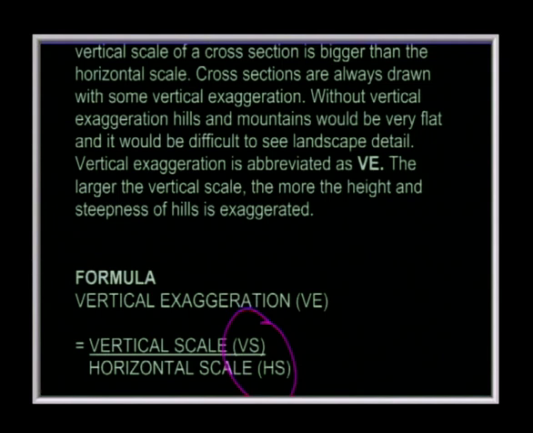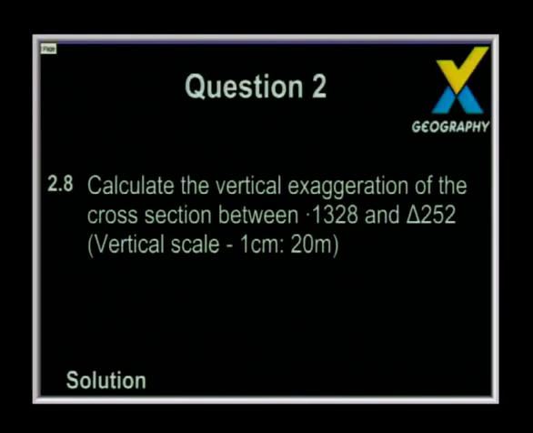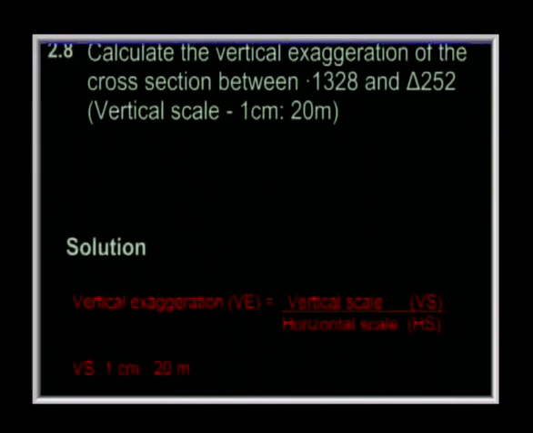I'm not going to go back to the other slide, but remember we stated that the vertical scale was 1 centimeter is to 20 meters. And we know the horizontal scale already is 1 centimeter is to 50,000 centimeters. So we've got the scales, we've got the information. We just need to apply the formula now. It says calculate the vertical exaggeration of the cross-section between spot height 1328 and trig beacon 252 with a vertical scale of 1 centimeter to 20 meters. Let's look at the solution.